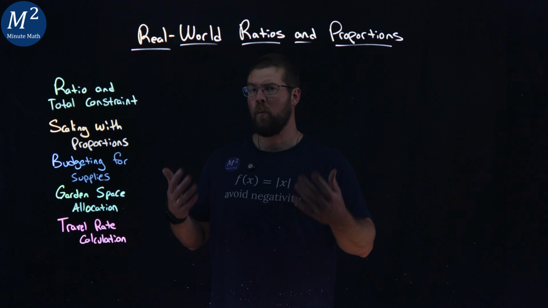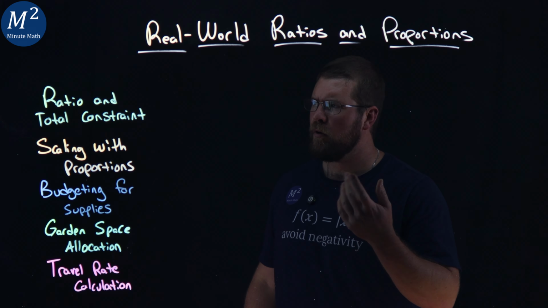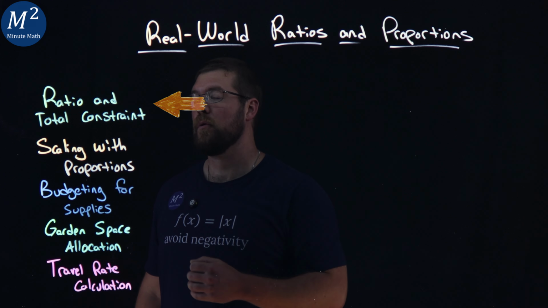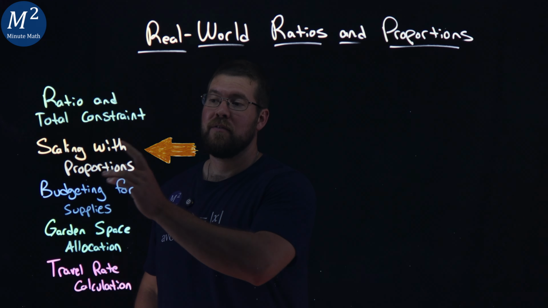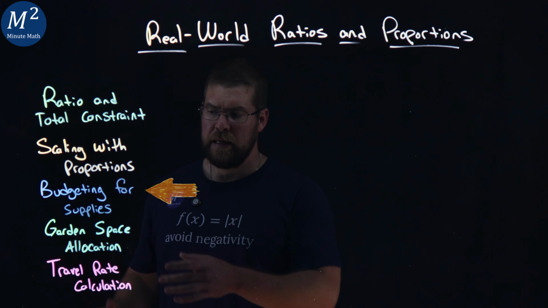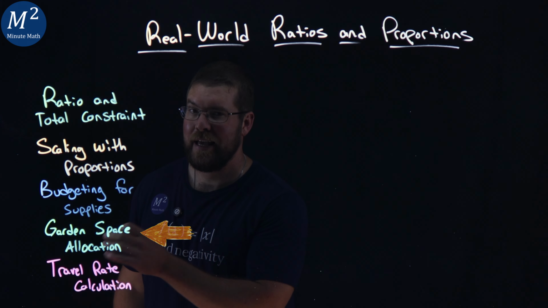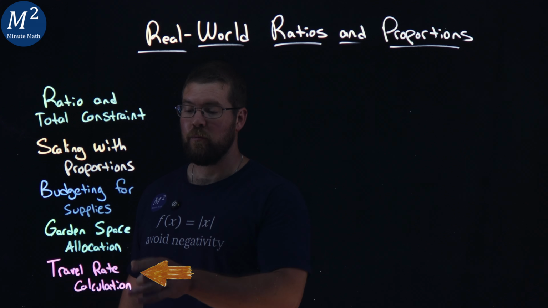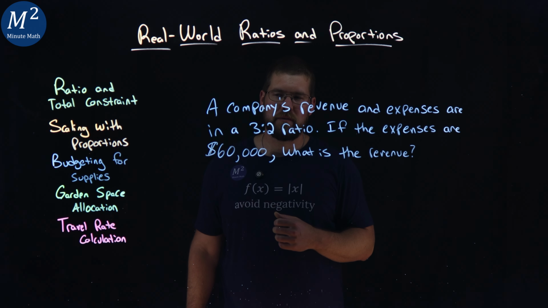Let's now review what we covered in this video. We first had a problem on ratio and total constraints. Then we had a problem on scaling proportions, then budgeting for supplies, then garden space allocation, and lastly, a travel rate calculation. I now leave you with a bonus problem.